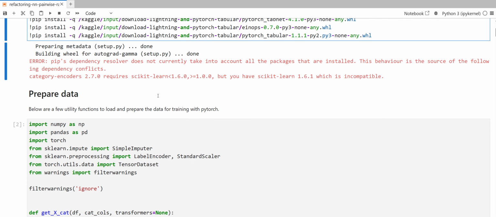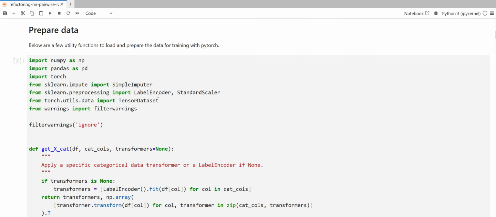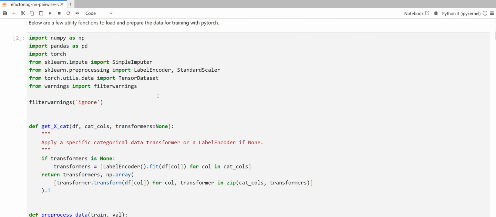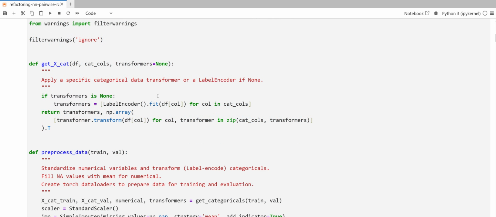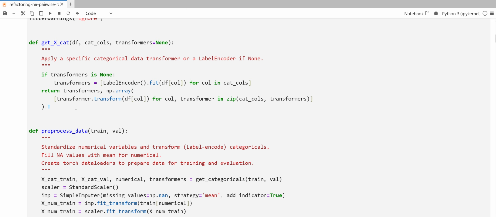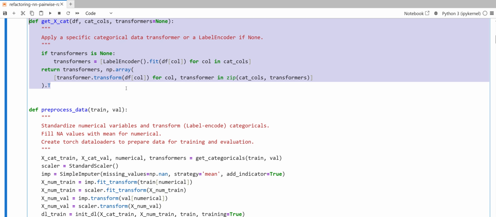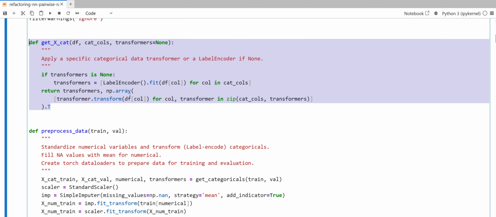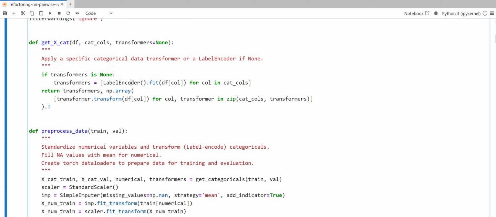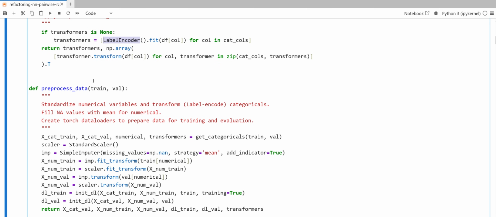Okay, this section is all about getting the data into shape. The author's written some helpful functions, which is awesome for keeping things organized. getXCat, this is our categorical feature handler. You know, things like gender or disease type, stuff that isn't numbers. It uses label encoding, which basically turns each category into a unique number, like male equals 0, female equals 1. Neural networks love numbers, so this is essential.